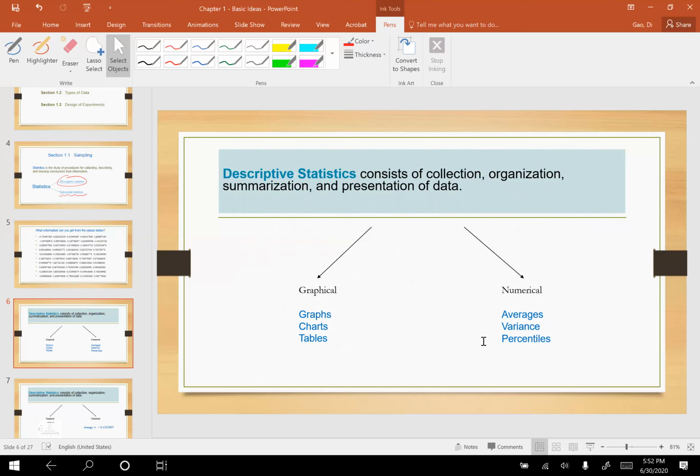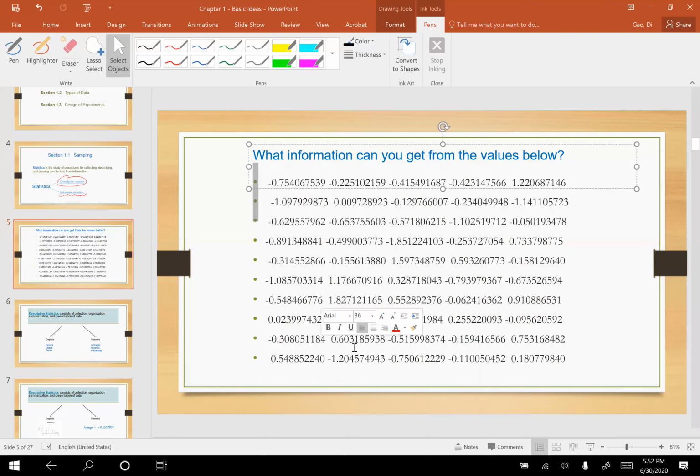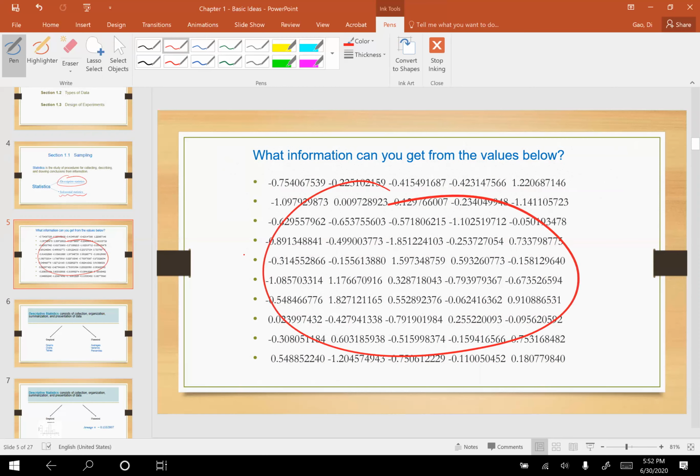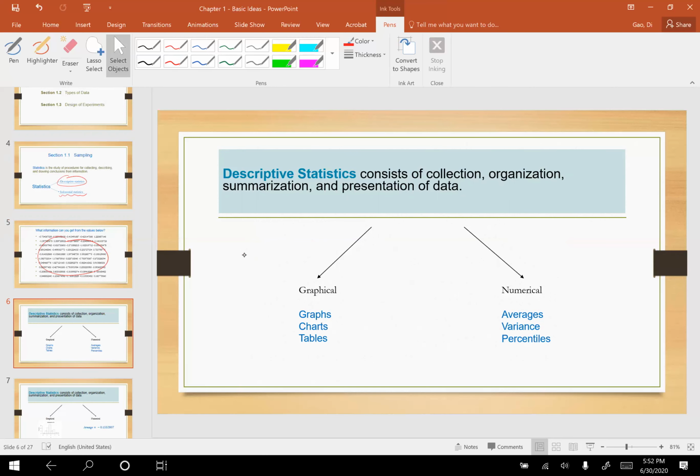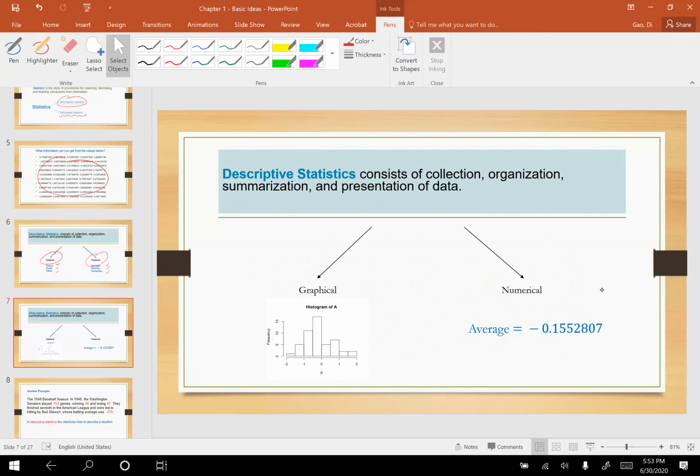We can have two ways to present those numbers. The first way is a graphical way, which includes graphs, charts, or tables. Another way we're going to call the numerical way, which is more about calculating something. We calculate the averages, the variance, the percentiles. Those topics are going to be discussed in the following chapter. And then this is going to be a brief idea about the graphical way and the numerical way.